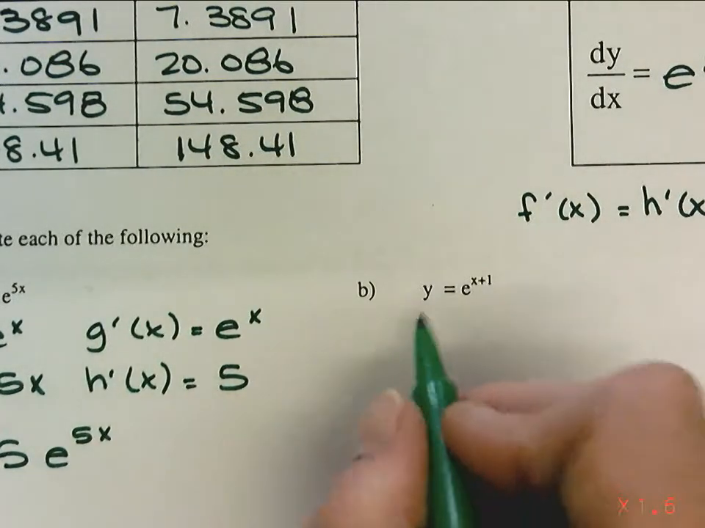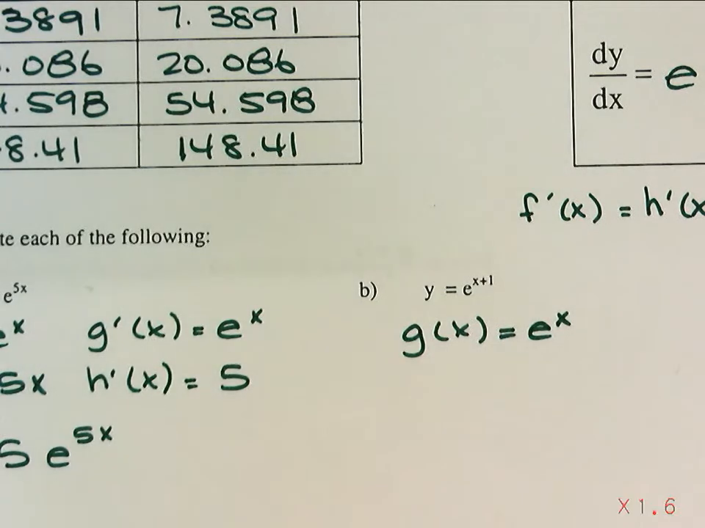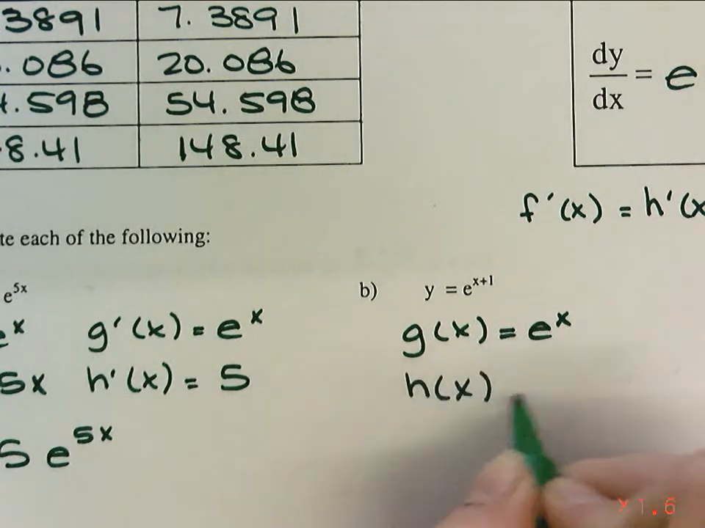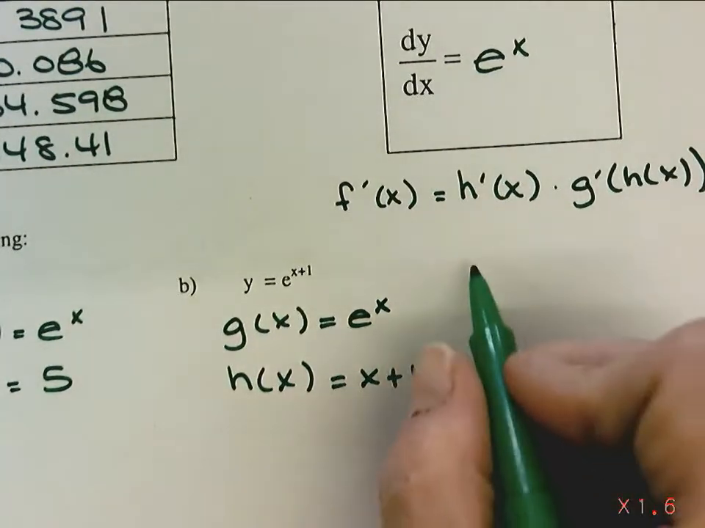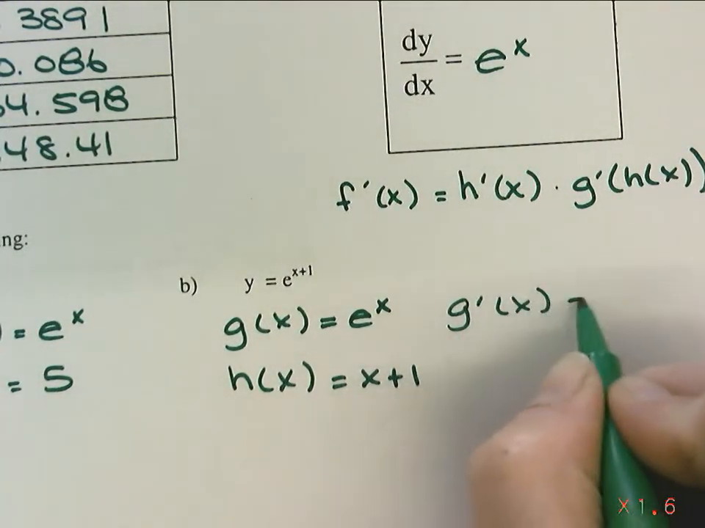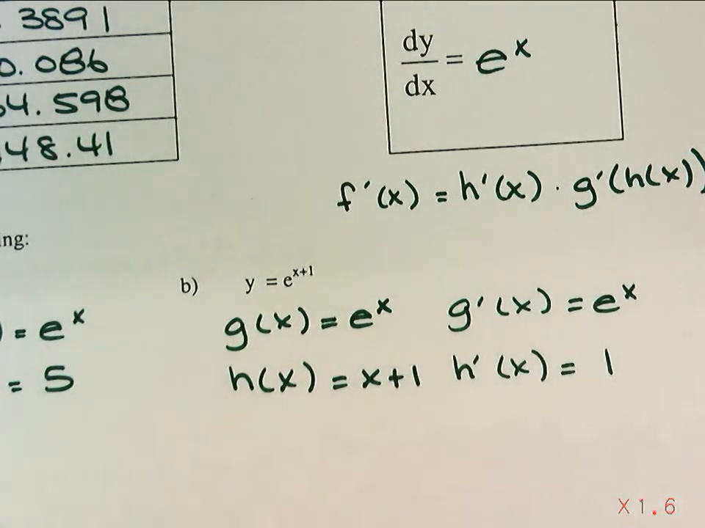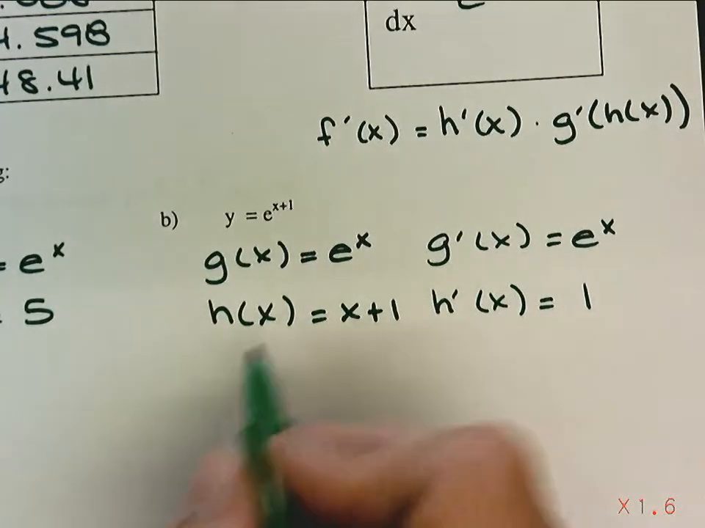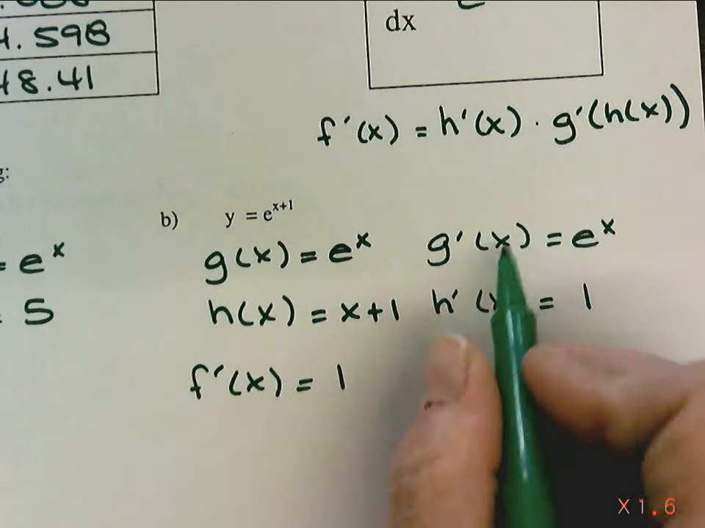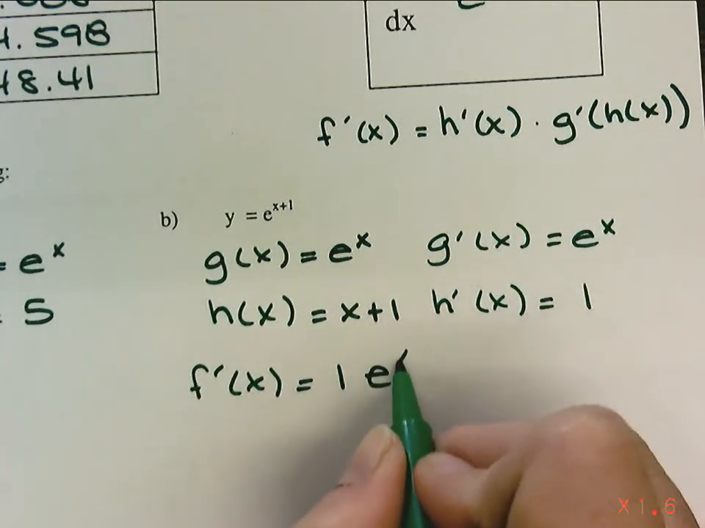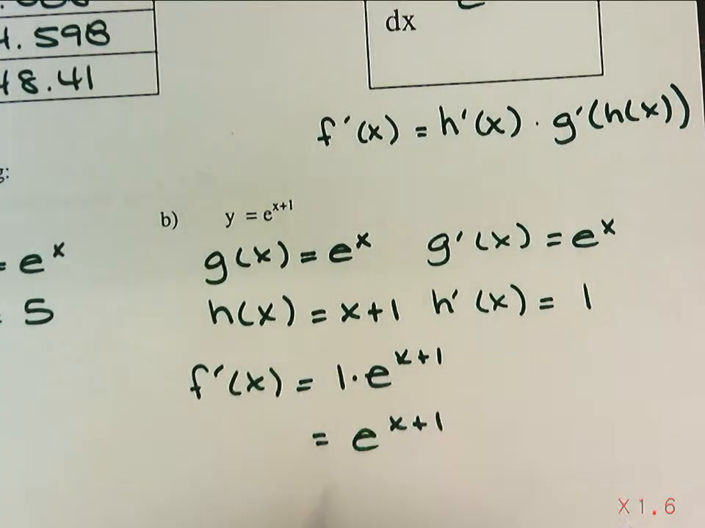Looking at the next one, the outside is e to the x, and the inside is x plus 1. The derivative of e to the x is e to the x, and the derivative of x plus 1 is 1. Using the chain rule, I'm going to get 1 times g prime of h of x, which we can simplify to that.